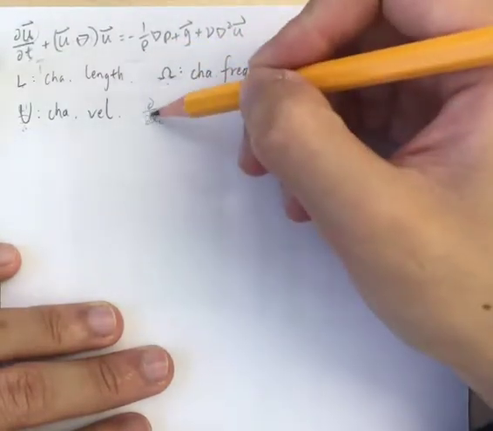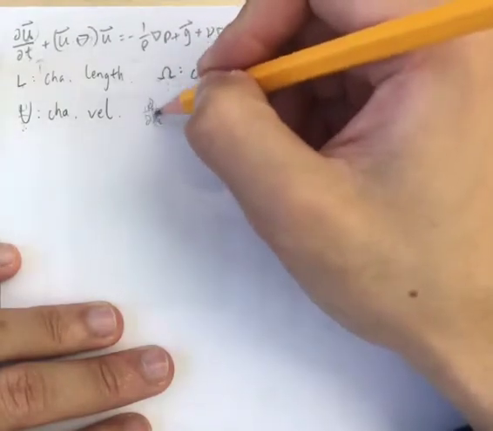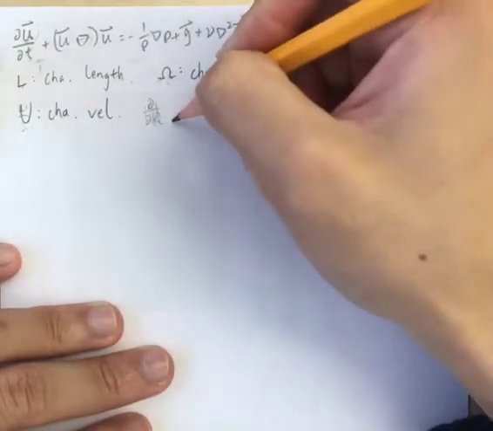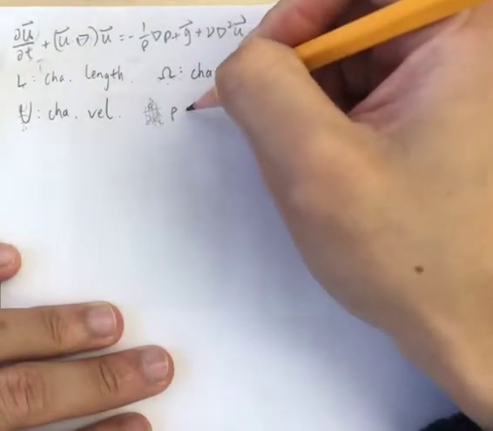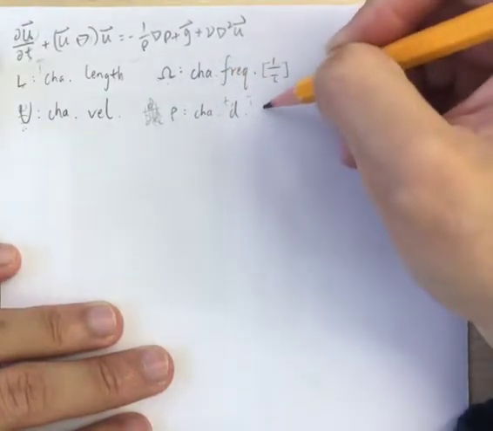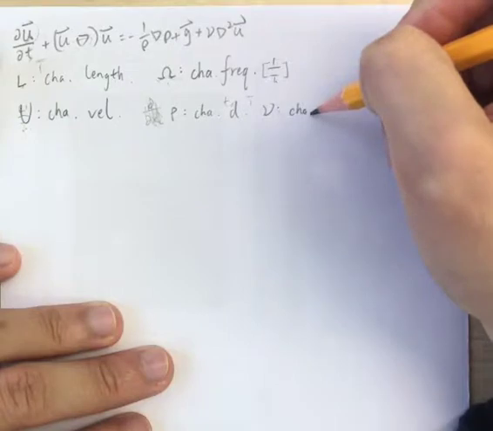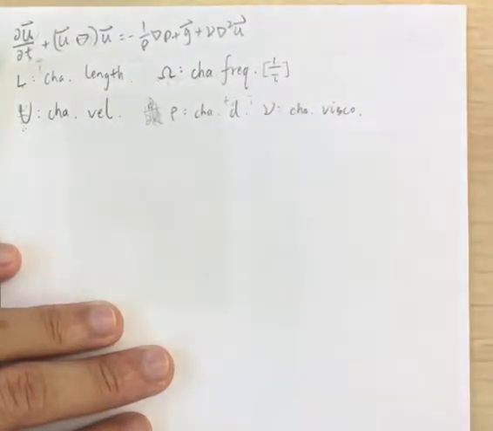About the right-hand side, here, rho and nu are two special things. We can treat them already as a constant property, as a characteristic property of the system. Let's say we can just define rho to be the characteristic density of the system and nu to be the characteristic viscosity of the system, right? So we don't need to define them again.